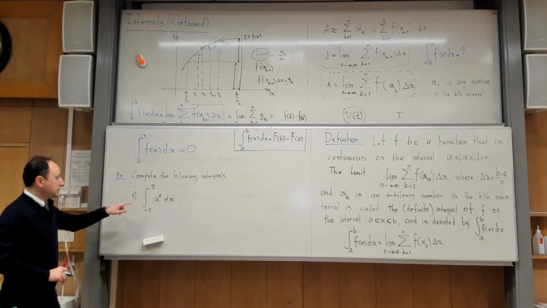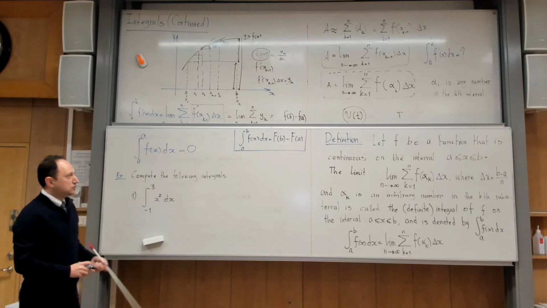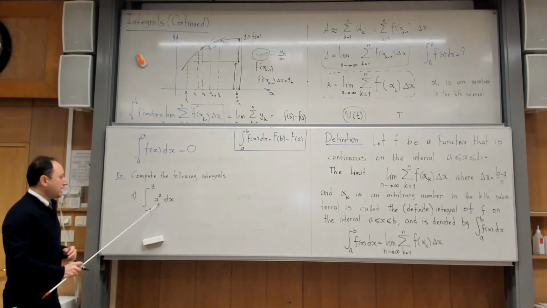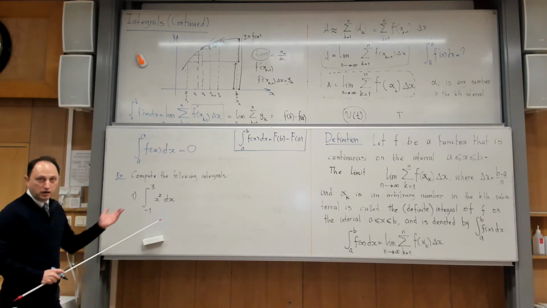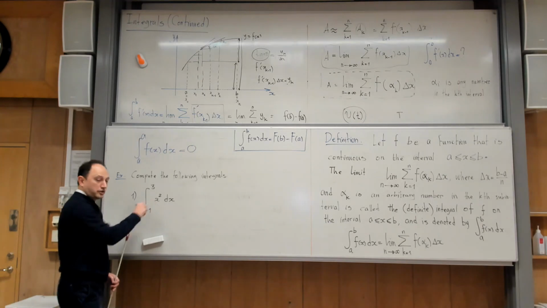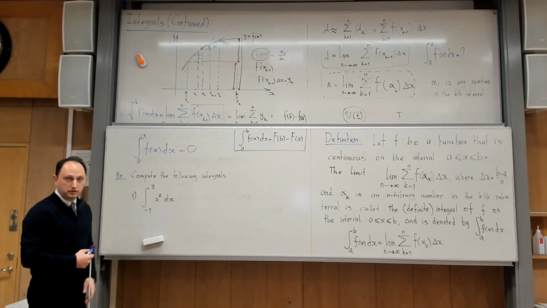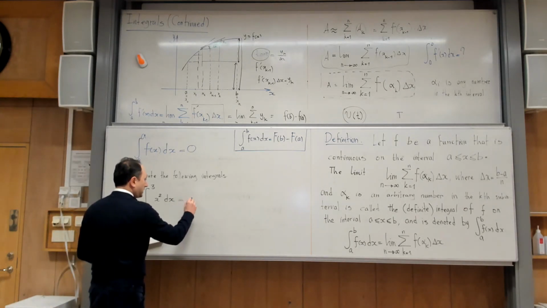So if you want to calculate this integral, this is the only way that you can do at your level. So what you do, you need to ask yourself, can I find a primitive function for this? I hope that you understand. What is a primitive function for that? Do you remember? X cubed divided by 3.